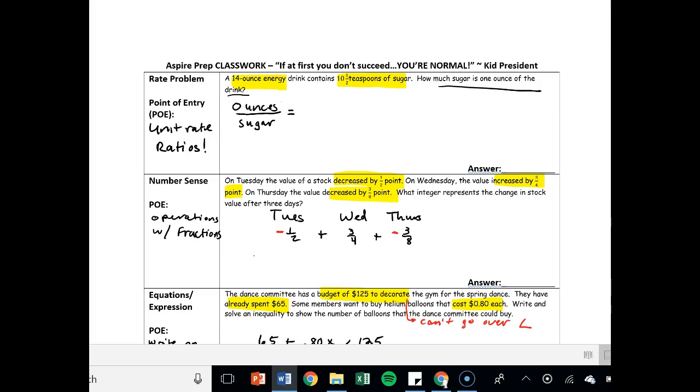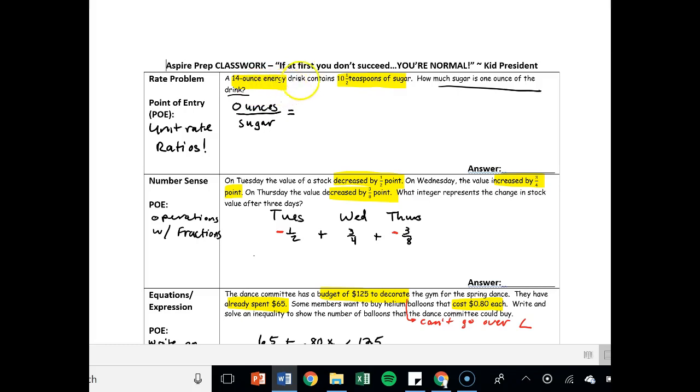Some of these problems could be something that you see on the Aspire. They'll give you a word problem, and then you have to use your background knowledge. So it's always good to use the point of entry. Anything that I've written on the page, you should probably go ahead and write as well. So let's do this first unit rate problem together.